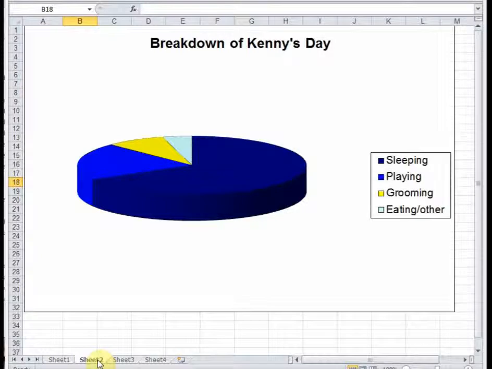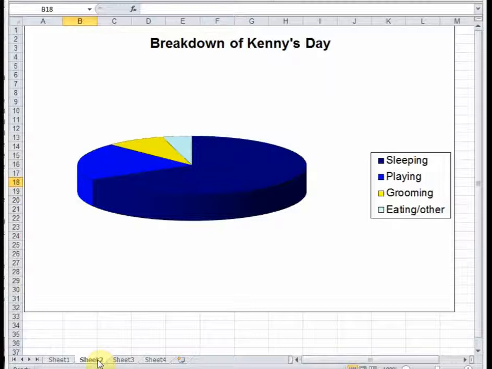Here is another pie chart, and this is a breakdown of Kenny's day. And we see that Kenny slept, played, groomed, and ate, which hopefully Kenny's not human. If he is a human who's older than maybe about the age of 3, that's really not a very productive day. Maybe Kenny's a cat. This is probably the way a cat behaves.